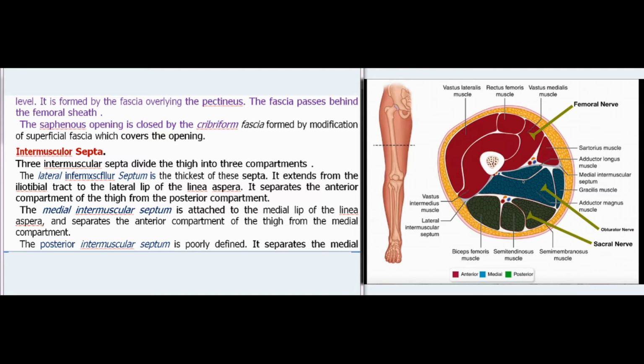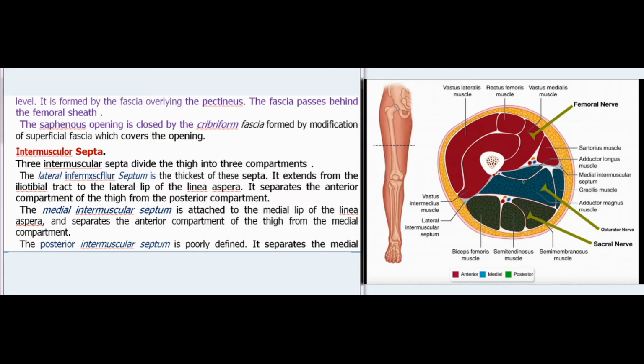Intermuscular septa. Three intermuscular septa divide the thigh into three compartments. The lateral intermuscular septum is the thickest of these septa. It extends from the iliotibial tract to the lateral lip of the linea aspera. It separates the anterior compartment of the thigh from the posterior compartment.